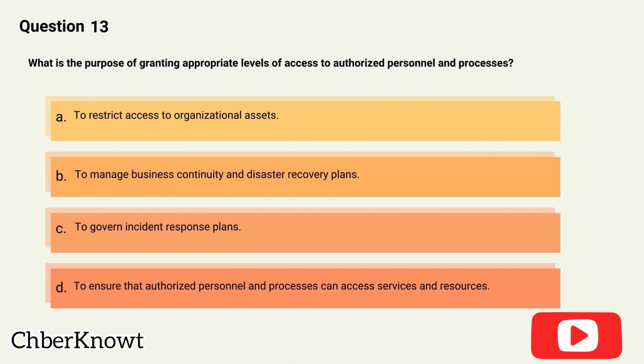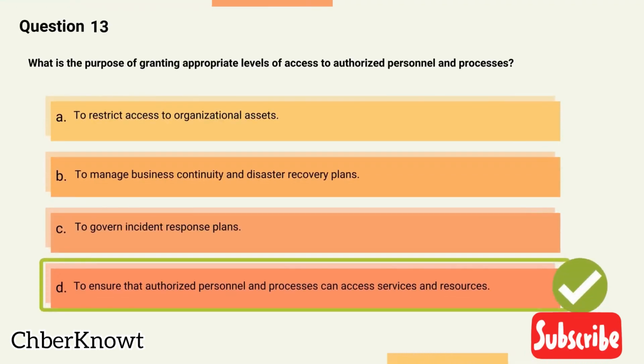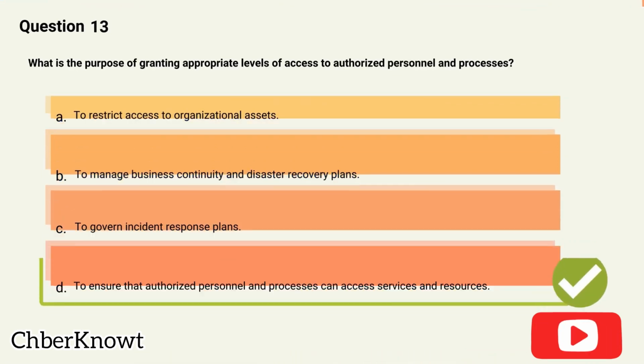Option A. To restrict access to organizational assets. Option B. To manage business continuity and disaster recovery plans. Option C. To govern incident response plans. Option D. To ensure that authorized personnel and processes can access services and resources. The correct answer is Option D. To ensure that authorized personnel and processes can access services and resources.